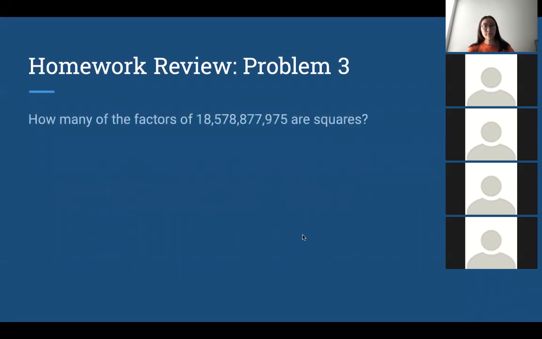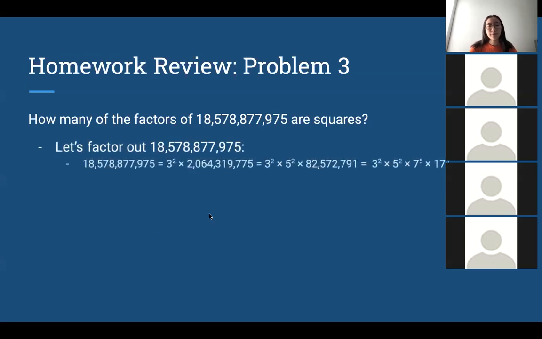All right, problem 3. How many of the factors of that number are squares? Okay, so first step, find the prime factorization. And now, when you think of trying to find the number of squares, what should our strategy be?